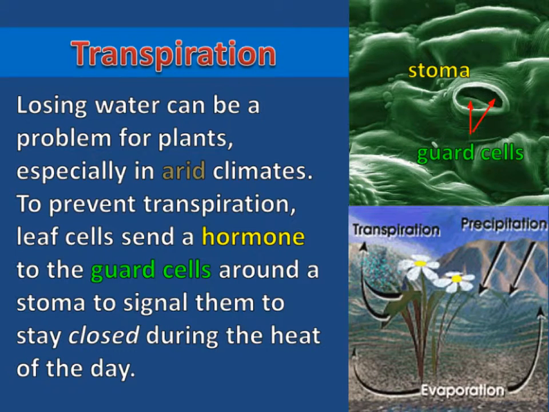The stomata play a very important role for plants, especially if they live in arid climates, like for example, deserts. Deserts are super hot and dry. So on number 12, it says, what does it mean for an ecosystem to be arid? And the word arid means dry. So number 12, the answer is dry.